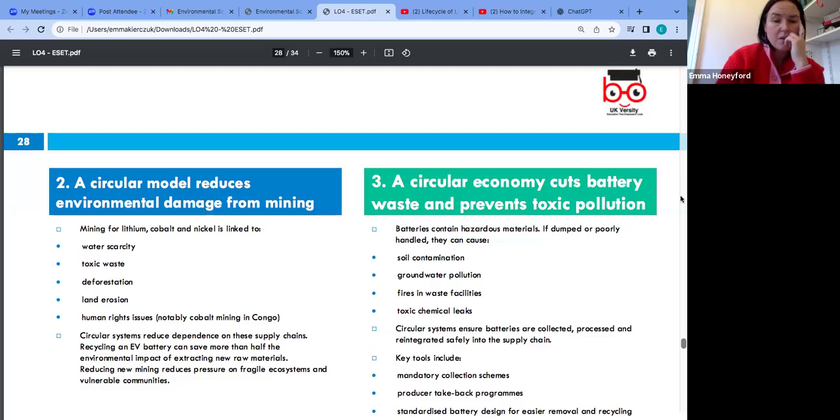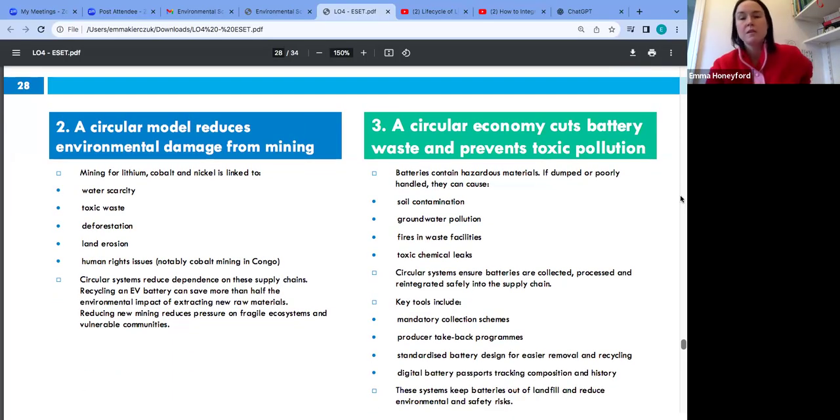Recycling an EV battery can save more than half the environmental impact of extracting raw materials. So reducing new mining reduces pressure on fragile ecosystems and vulnerable communities. So a circular economy cuts battery waste and prevents toxic pollution.